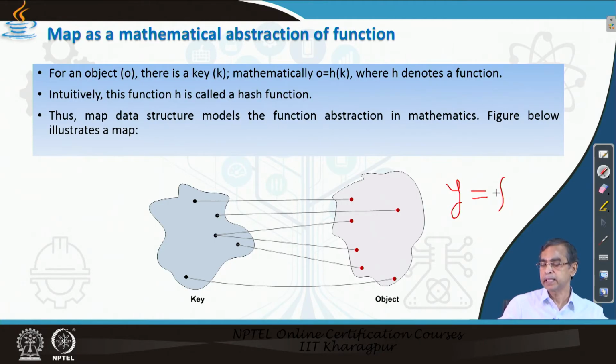So, what is the thing? Here x is the independent variable, and y is the dependent variable. For a given value of x, there is a value of y. It is not true that for a given value of x, there are two values of y.